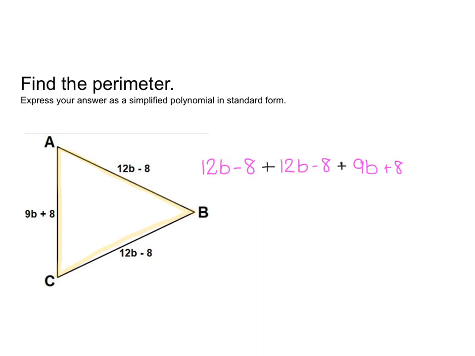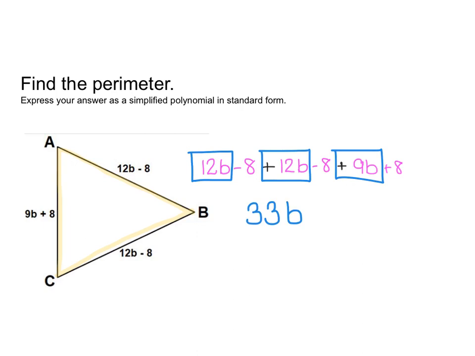So all I'm going to do is add the three sides, and I'm going to identify my like terms now. So 12b plus 12b plus 9 more b would be 33b. And now I'm going to combine my constants. I have -8, and -8 would be -16, plus +8 would just be -8. Okay, so this polynomial is simplified.